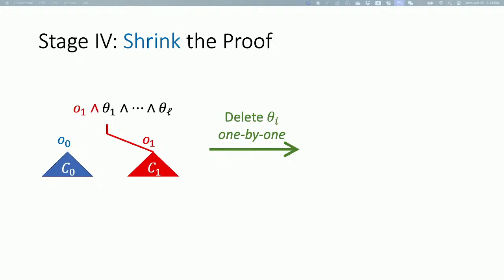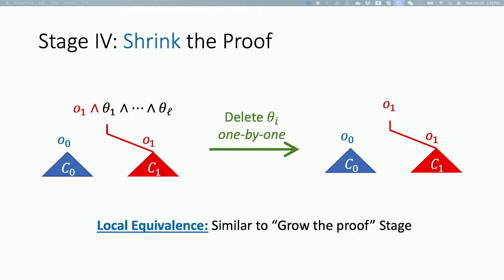Okay, so once we switch the output to C1, then we can delete these lines theta i one by one in the reverse order that we add them. Then the circuit will compute this function. And the local equivalence can be argued similarly. It's just in the reverse order that we add them.